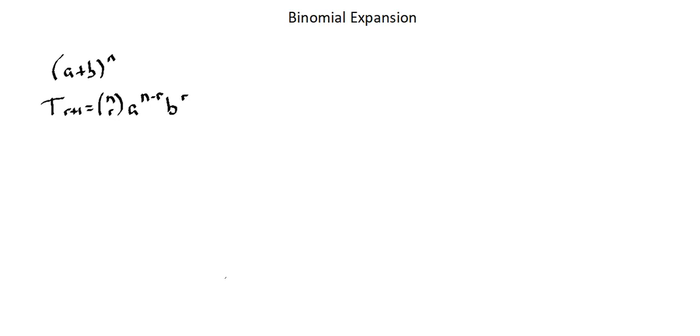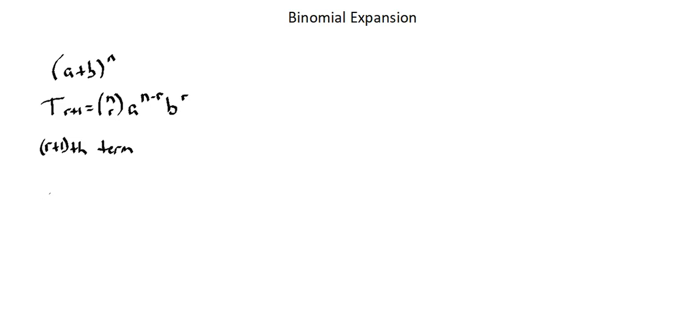Now before we go to our examples, one point of clarification is important. We use the general term rule to find the r plus 1 term. What that means is if we're looking for the fifth term in an expansion, then r plus 1 equals 5, therefore r would be 1 less than 5, or 4. If we're looking for the 12th term in an expansion, r plus 1 is 12, therefore r would be 11.